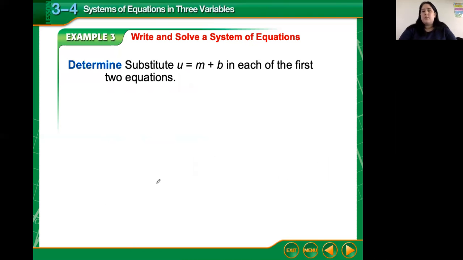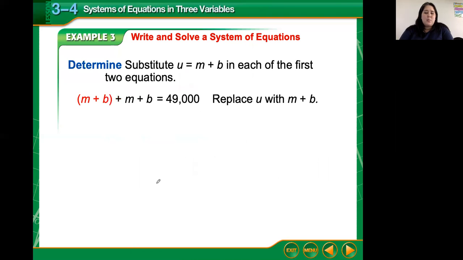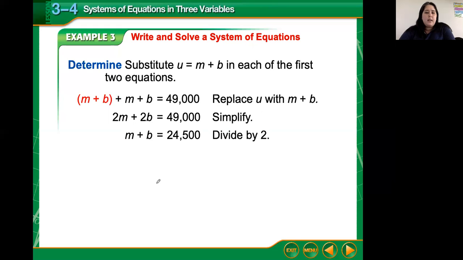So we're actually going to use substitution here. U equals M plus B, so we've already solved for U. I can plug that in. It works out fairly nicely. There's not really a lot of extra work with it, so it works out really great. This is probably one of the easier methods to use. So we're just going to replace every U with M plus B in the first equation and simplify.